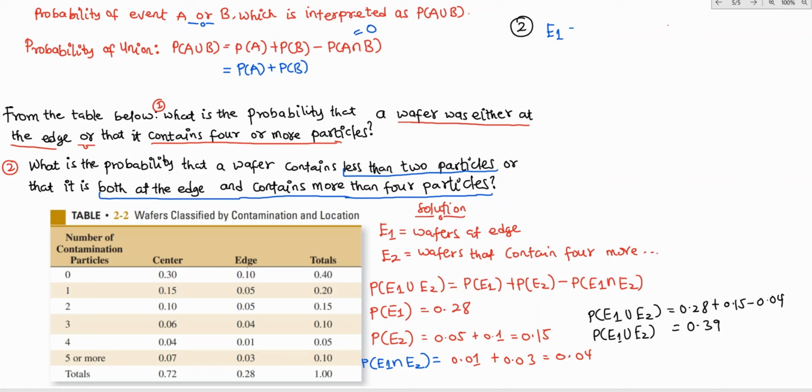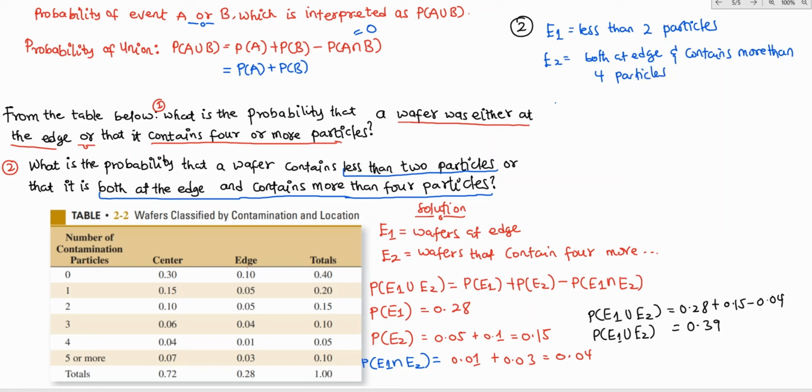So I'm going to let E1 be equal to a wafer that contains less than two particles. And then E2 will be equal to a wafer that is both at the edge and contains more than four particles.